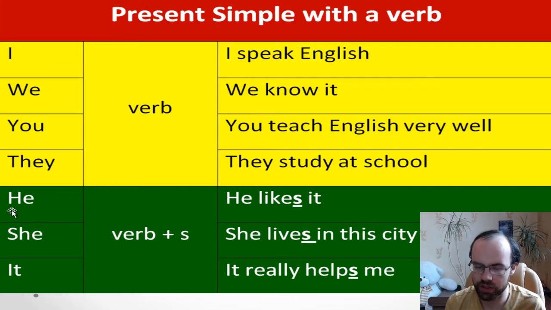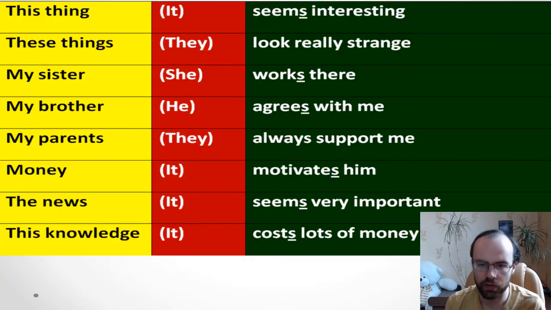But sometimes you don't have a pronoun. For example, this thing seems interesting. Why do we have seems? Because this thing means it. These things look really strange. So why don't we have s? Because it isn't about he, she, or it. These things means they, so we don't need s.